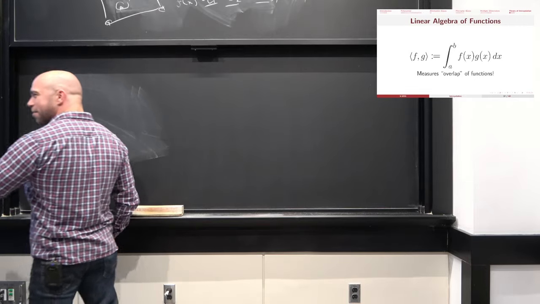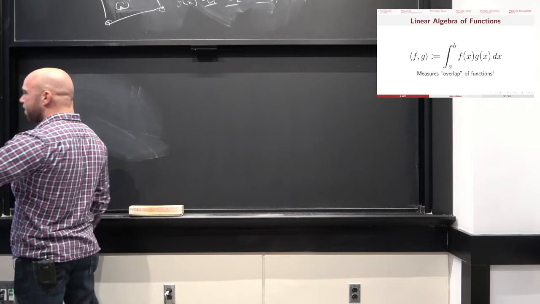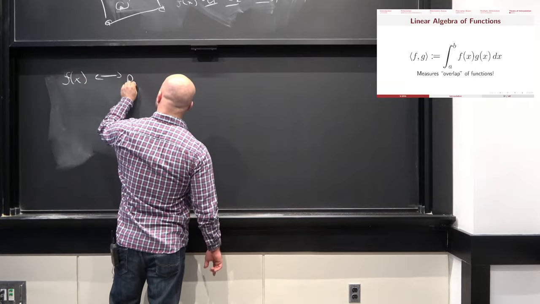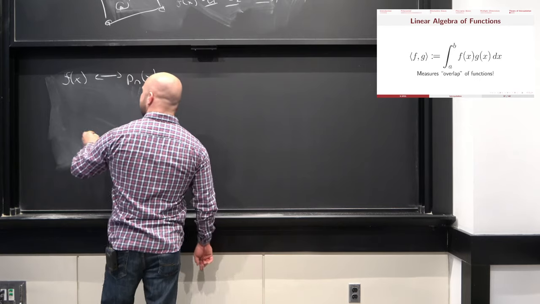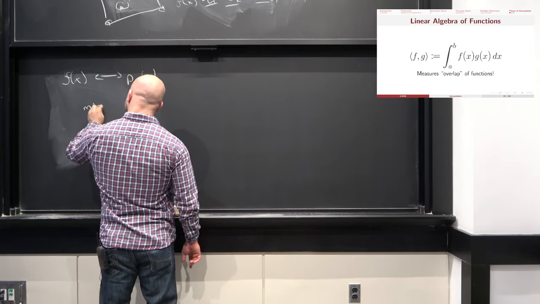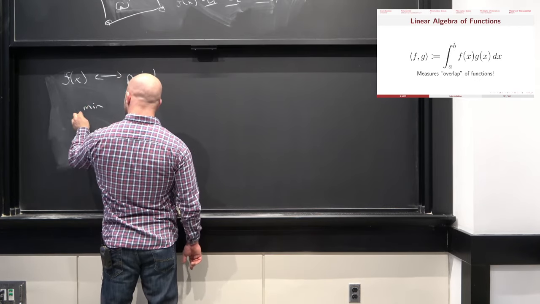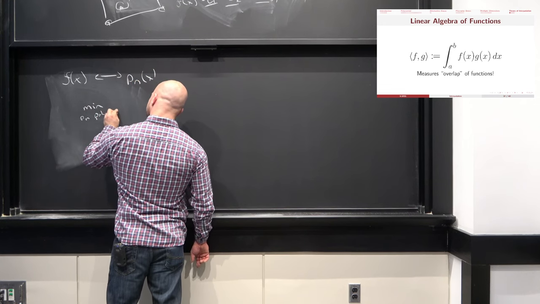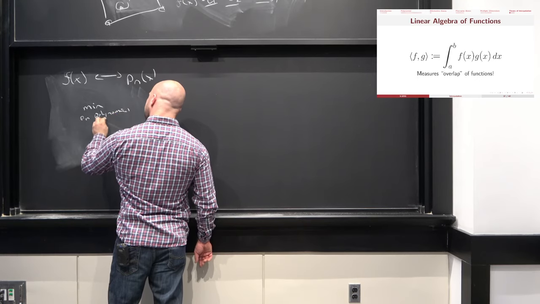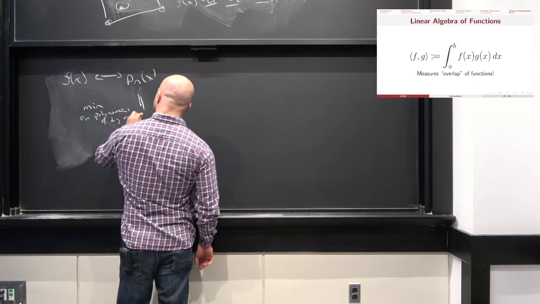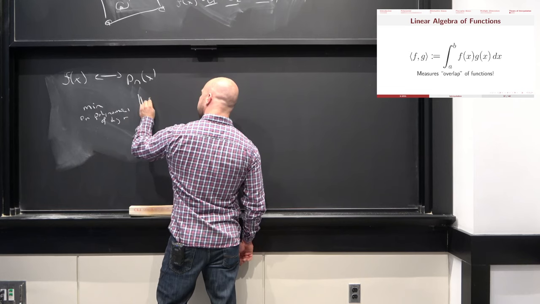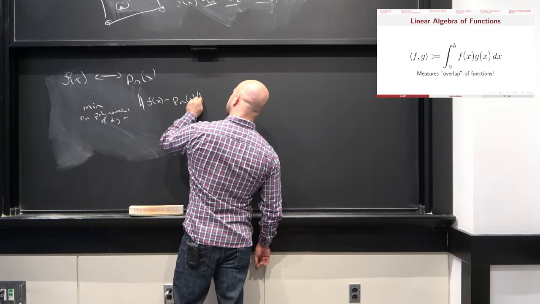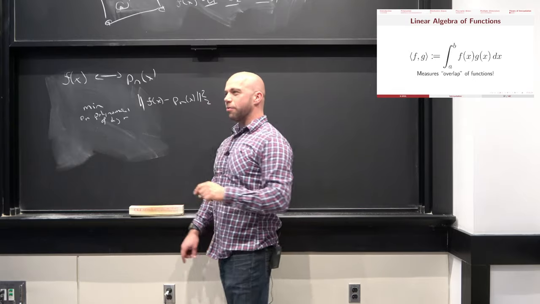So maybe my data is some function like e to the x. So I've got f of x on the one hand. I've got some polynomial of degree maybe n on the other hand. I could literally ask, what is the optimal over all pn, a polynomial of degree n, of the L2 norm of f of x minus pn of x. This is a perfectly well-posed problem for a lot of choices of f of x.